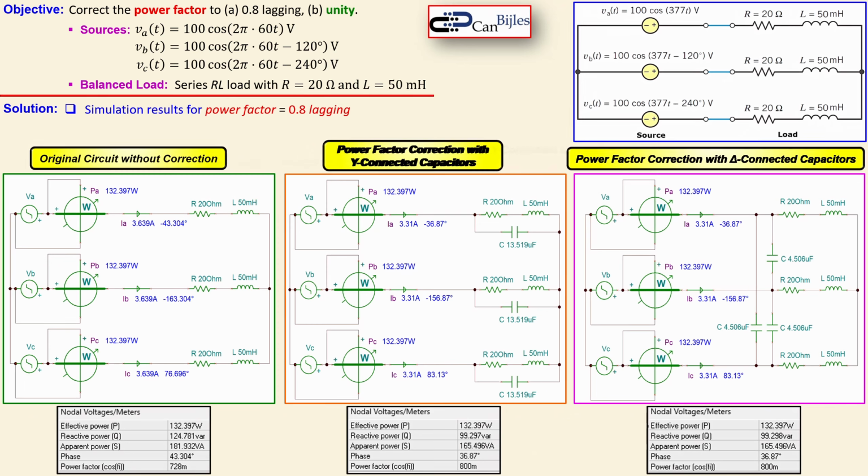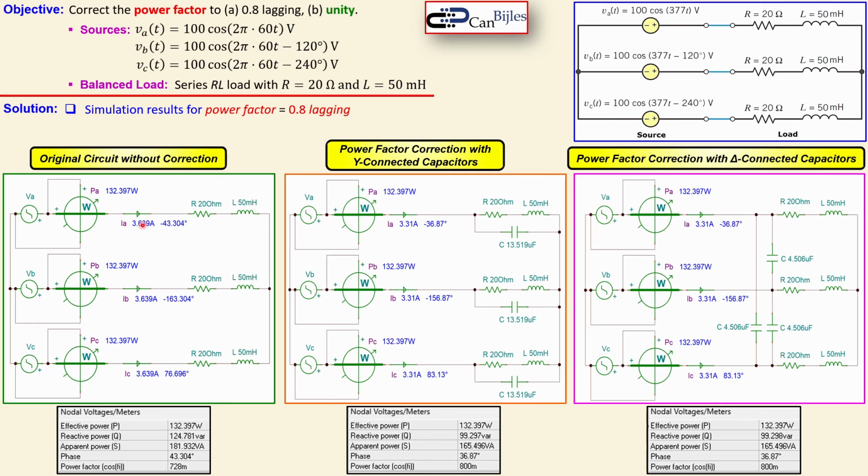Okay, let's bring it here and look at our simulation results. This is for the simulation for a power factor of 0.8 lagging. You see the original circuit in the SPICE simulator where there is no correction, so there's no capacitor. Here we have the power factor correction with the Y-connected capacitor. And this is now the power factor correction with the delta-connected capacitors.